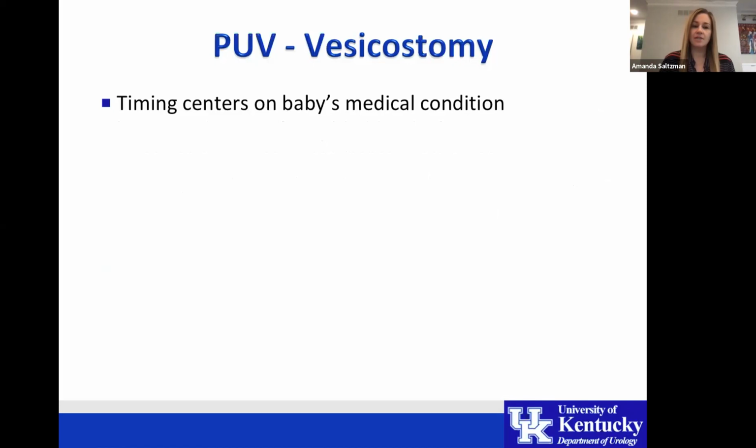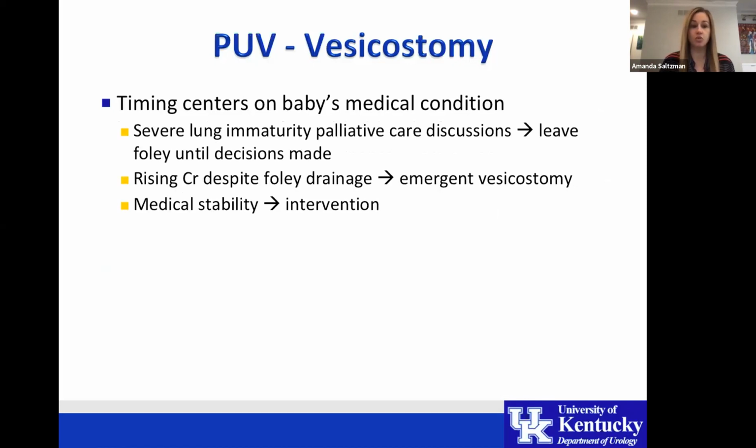So obviously the timing centers on the baby's medical condition. If you have a baby that's really, really doing poorly and may not make it, leave the catheter until the global decisions are made for the child. And then if you have a rising creatinine or septic shock despite the Foley drainage, emergent vesicostomy is really the standard of what you need to do. But really, you want to wait until the baby is stabilized to do any intervention if you can.